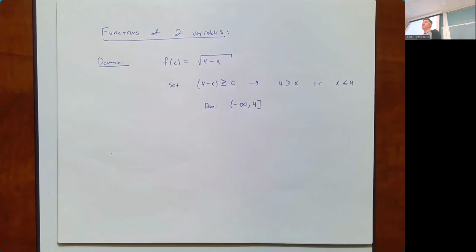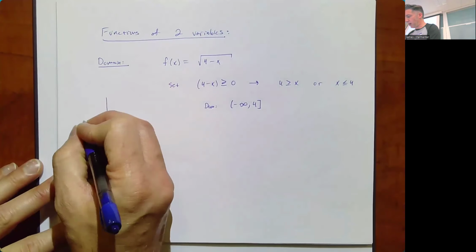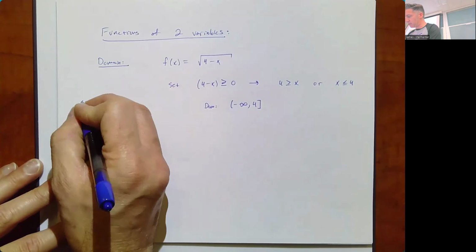And we could also graph this. It's not terrible to graph. It's a square root function, but shifted 4 to the right and then flipped around. So it looks kind of like this.